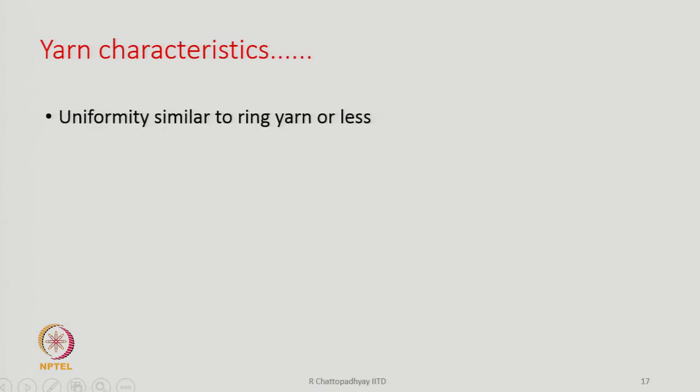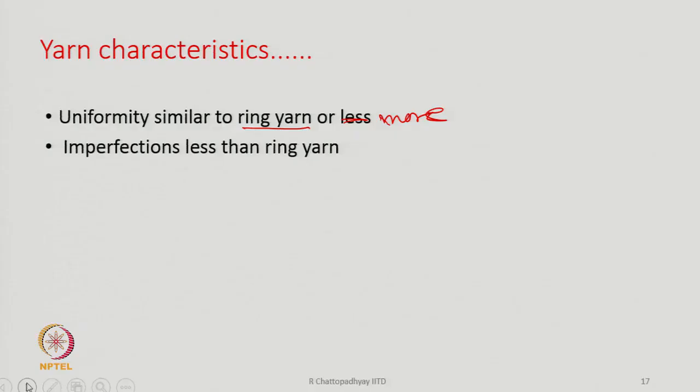The other important aspect is that uniformity of the yarn is similar to ring yarn, or in fact uniformity will be more, either similar or more, not less. If the uniformity is measured in terms of U percentage, then it will be less. U percentage value will be less. Imperfection also is less than ring yarn, that is, thick thin places and naps are also less than ring yarns. Yarns are less hairy because wrapper fibers are there, so projecting hairs are much less. Some hairs which are there get suppressed because of the wrappings.